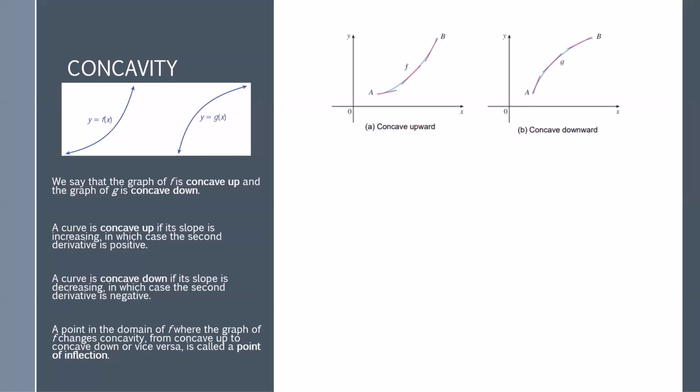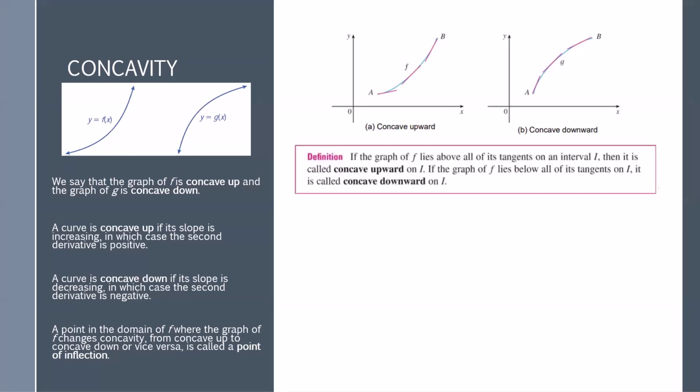Concave up graphs lie above all of their tangent lines. Graphs that are concave down lie below their tangent lines. And that's what we use as our definition. If the graph of f lies above all of its tangents on an interval I, then it's called concave upward on I. If the graph of f lies below all of its tangents on I, it's called concave downward on I.